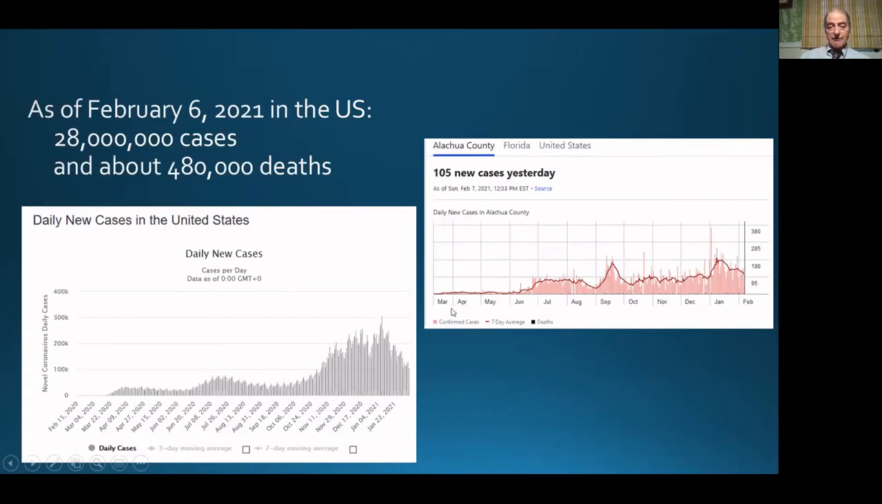Alachua County, you can't even see the first wave, but I guarantee it happened. And they had an outbreak over the summer. And this is unfortunately a little bit cut off. This peak here is probably the students coming back to campus. And unfortunately, the far right-hand side doesn't quite show, but you would see another wave matching the national picture.